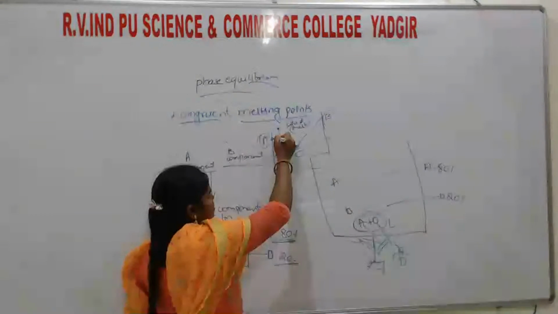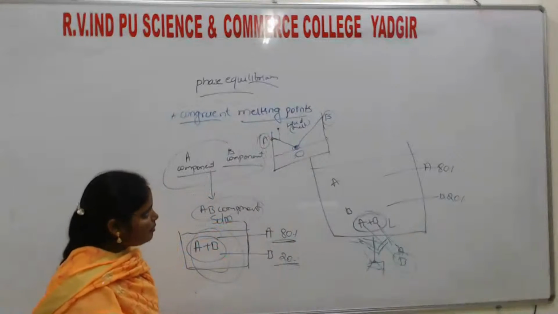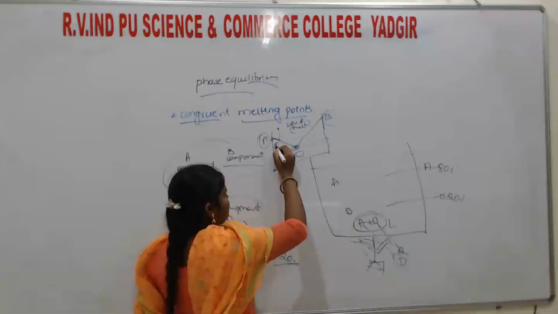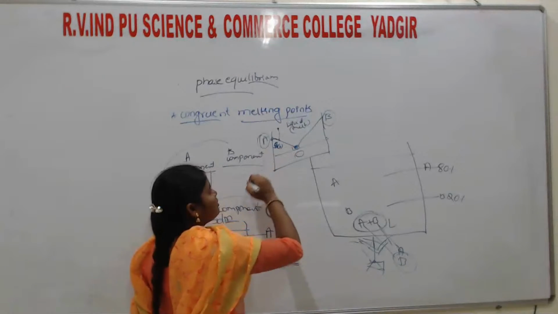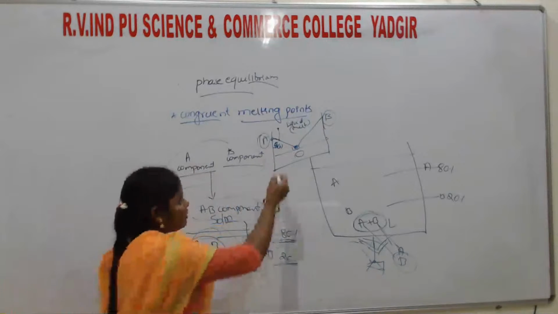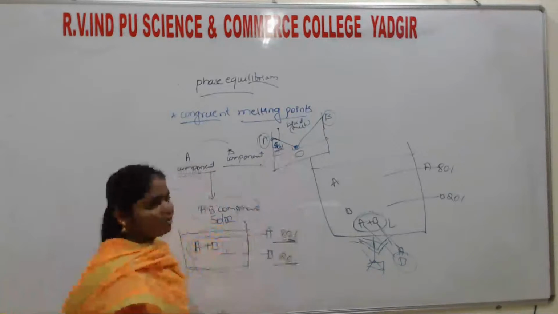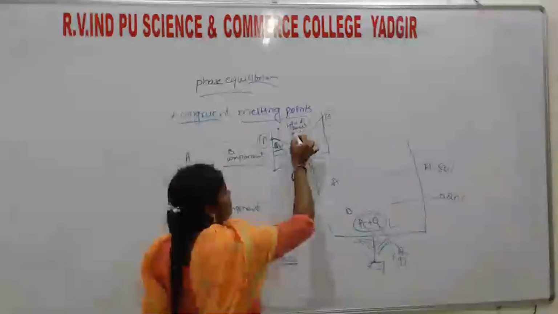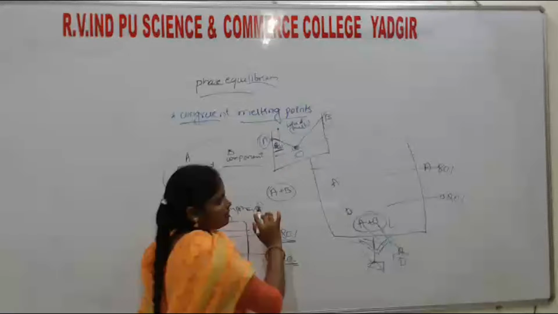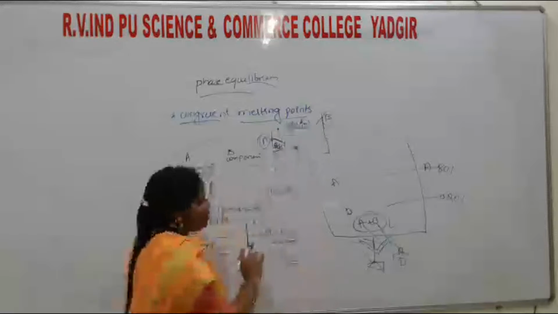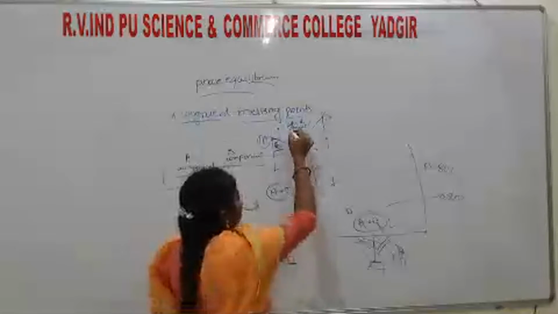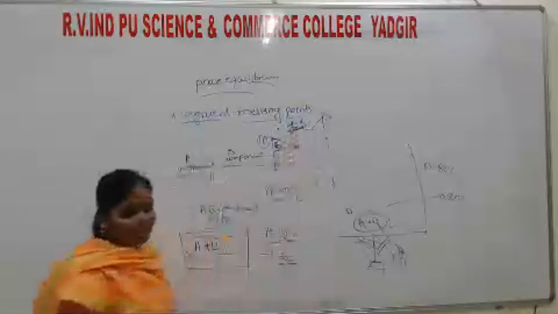Then you are cooling it. Next the phases start separating. A starts separating in solid form, and that is solidification. First it starts with A or B. This is a liquid where you mixed A plus B at high temperature, and these two are in the liquid state.